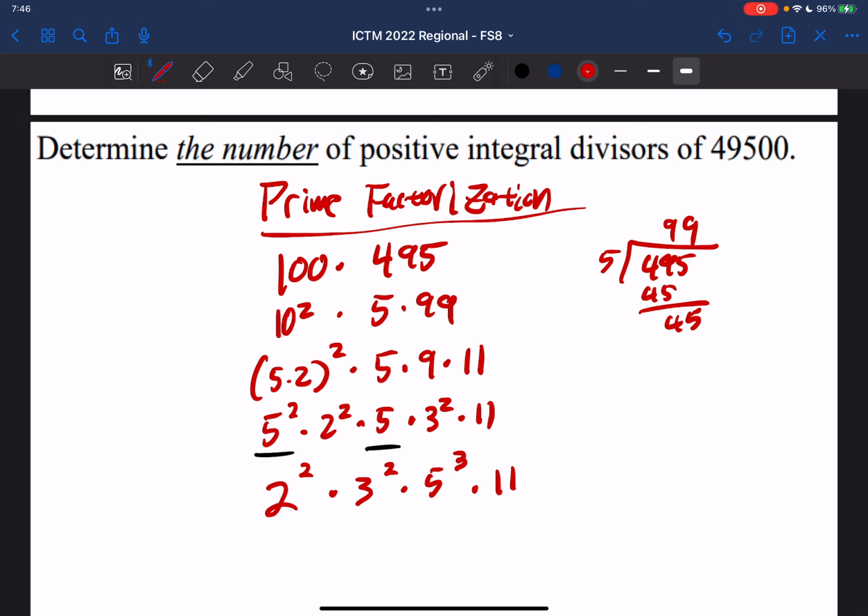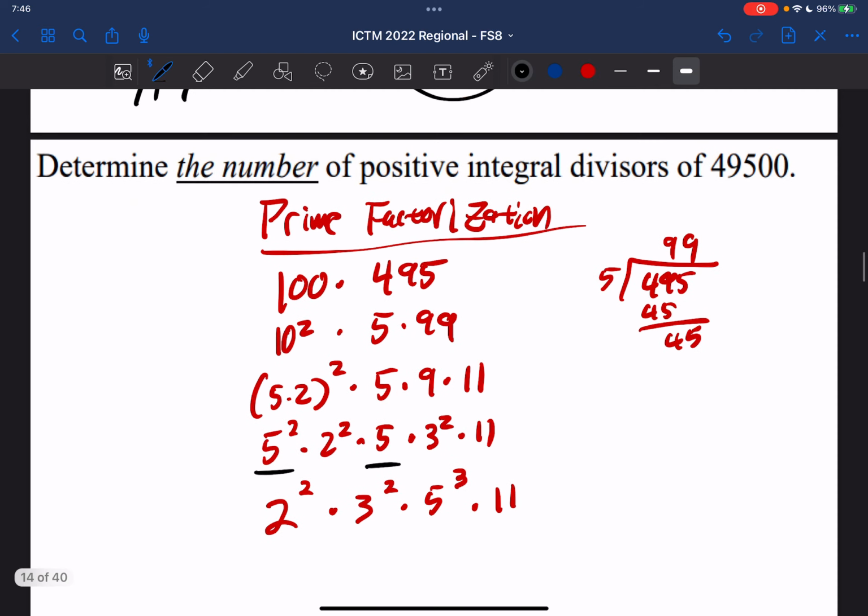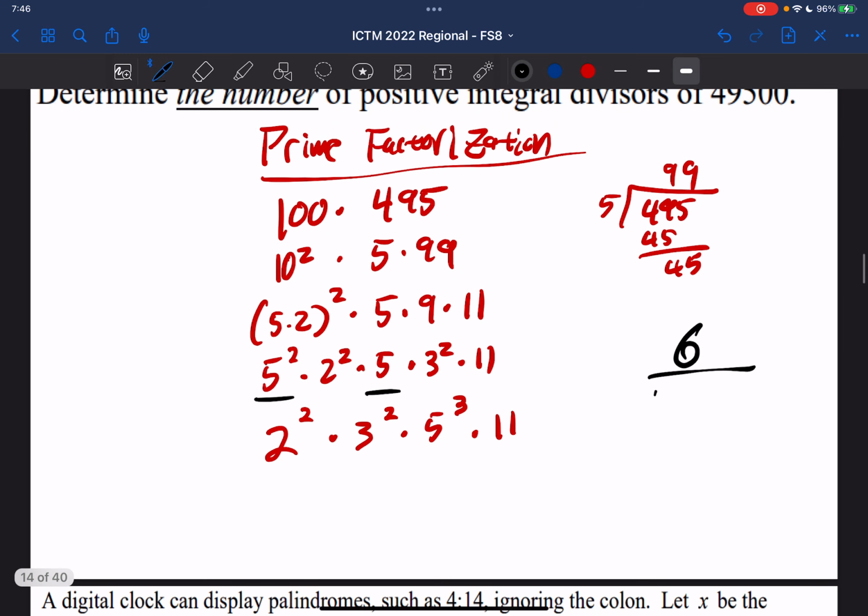So now, how do we figure out how many different divisors there are? Well, let's pick a simpler number. Let's pick 6. How many different integral divisors are there for that? Well, we have 1, 2, 3, and 6. Now, the way 6 breaks down is we have 2 to the first times 3 to the first. Now, with 1, we get that by taking 2 to the 0 times 3 to the 0.